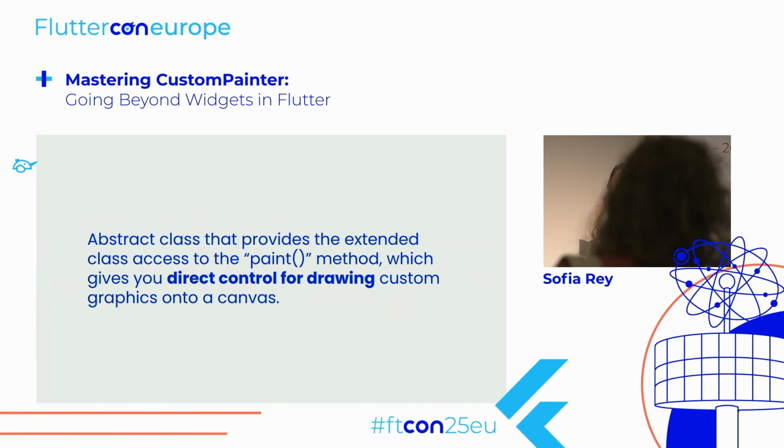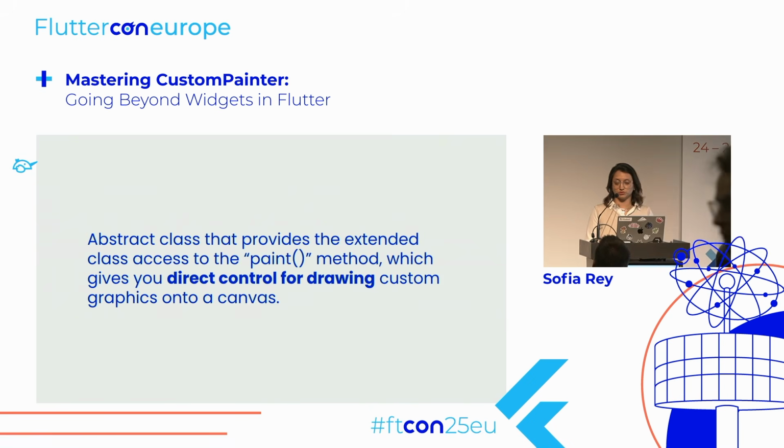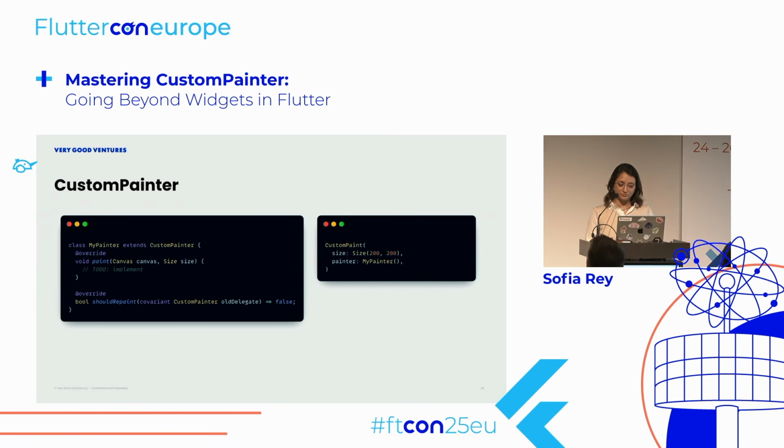In the paint method, we are going to have the whole custom logic for drawing, right? So this is how it looks in code. Here we have an example. I created a class called MyPainter that extends the CustomPainter class. And we have to override some mandatory methods that we are going to discuss later. And to use it in our widget tree, we need to use the CustomPaint widget and provide the painter, in this case MyPainter, just the example, as the painter parameter there. And that's how we use CustomPainter.